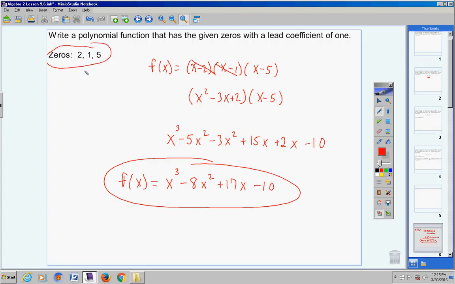Now notice, when I say it has a lead coefficient of 1, if you do it the way I've taught you, that will always happen automatically. You won't have to worry about making that happen. You will always have a lead coefficient of 1. Okay? There we go. We did it. Let's try another one, okay?